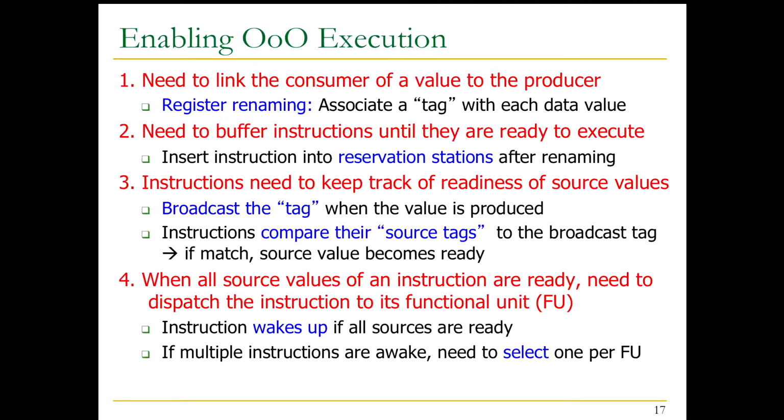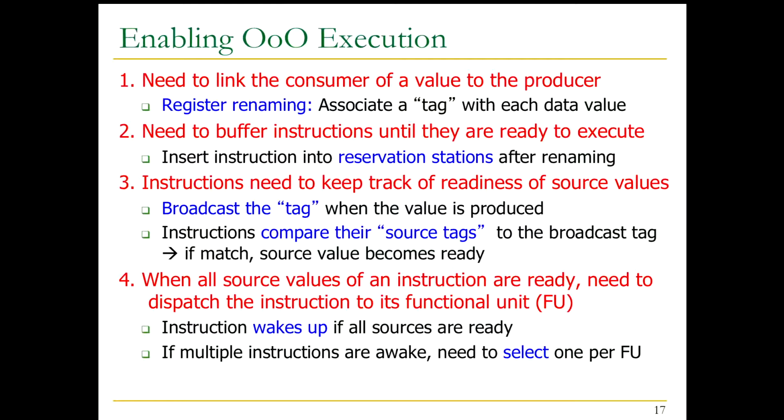Now you have a problem. Which one do you choose to execute, right? This is too much parallelism. Actually, this is a big problem in the data flow machines. You can have too much parallelism, if you will. Because one value is produced, you have a lot of instructions to execute. So this is important to handle also.